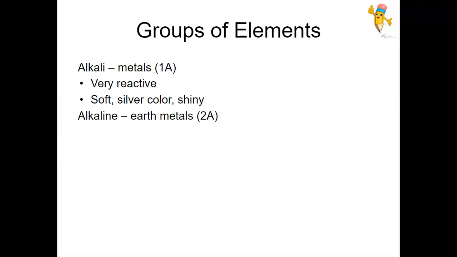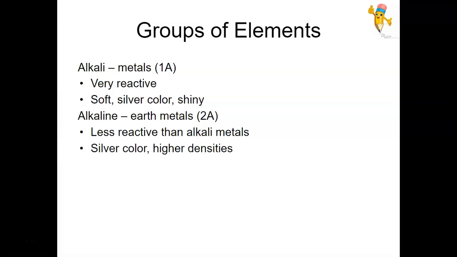Column 2, underneath alkaline earth metals, 2A. They're less reactive, so they're not going to be as violent when it comes into contact with water. They're silver colored, they're high density, so they're going to feel heavy. If you took a block of calcium, it would feel heavy. All right, boron group, that's 3A.